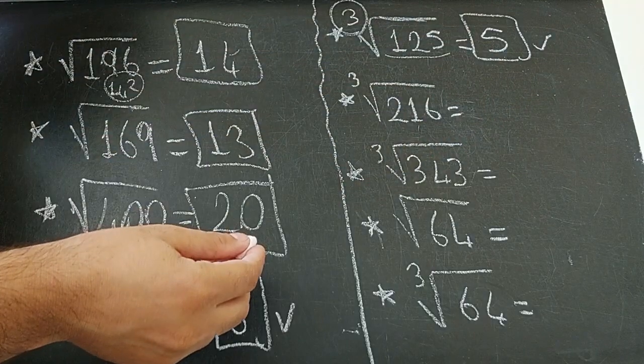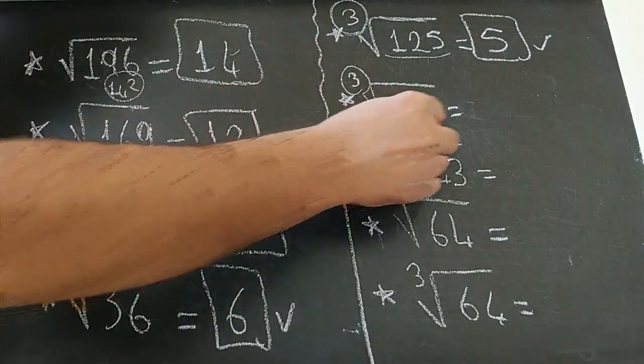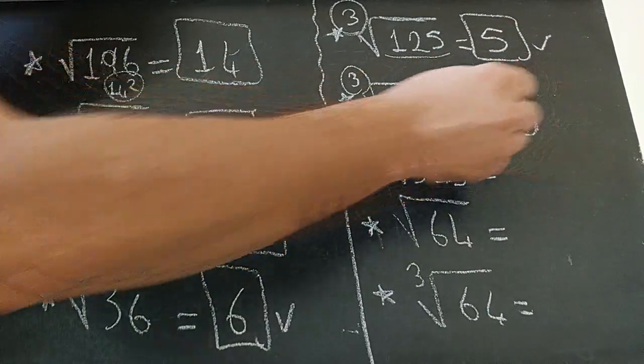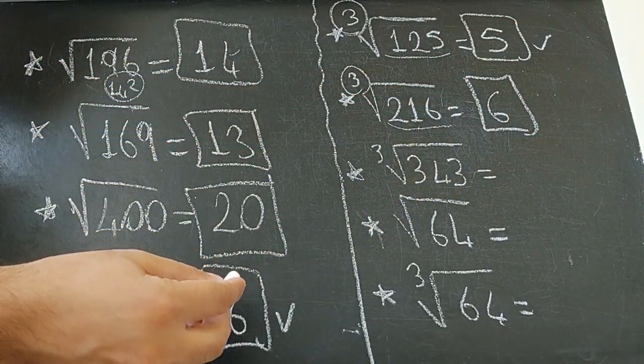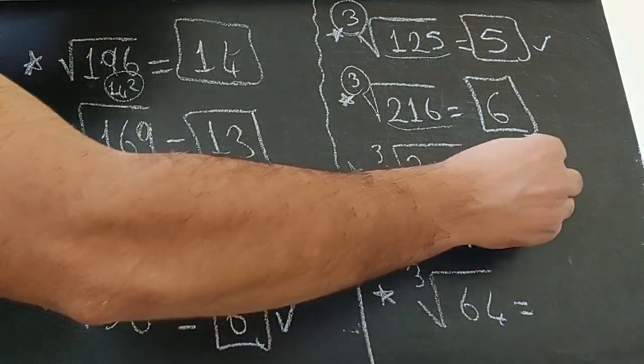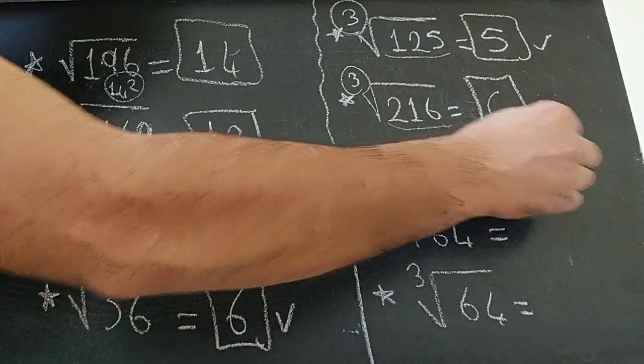And cube root of 216. 216 is cube of what? 6. It will come out as 6. Cube root of 343. 343 is cube of 7. It will come out as 7.